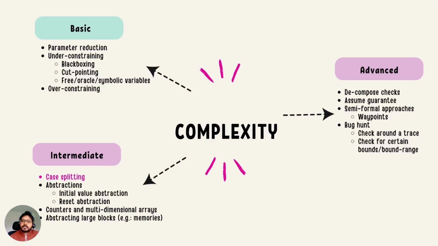There are a number of ways that you can use to reduce complexity of your designs in formal. I am dividing them into three broad categories: basic, intermediate, and advanced. In the last three videos, we discussed certain basic techniques: parameter reduction, cut points, black boxing, the use of symbolic variables, and over constraining. In this session, we are diving into the intermediate complexity reduction techniques. I will be explaining the concept of case splitting and how you can implement it in your SV files with some example code so that you can get started with your work as soon as you finish the video.